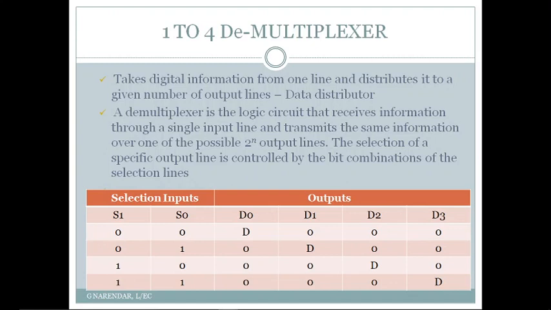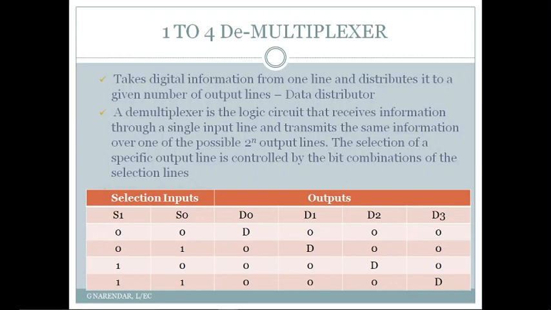You can see that this function is exactly the opposite of the function performed by a multiplexer, which takes the digital information from a number of lines and transmits that information to a single output line. Here the function of the demultiplexer is the opposite. It takes digital information from one line and distributes it to a given number of output lines. Since it is distributing the data present on the single input line to a given number of output lines, it is sometimes also called a data distributor.